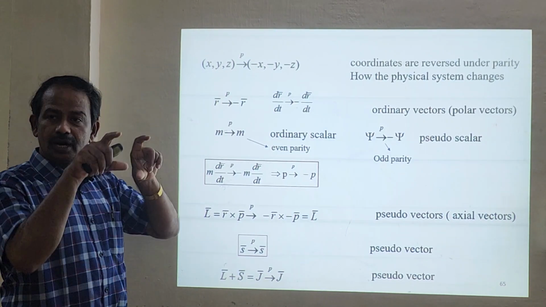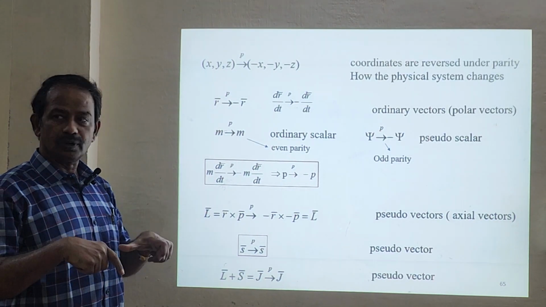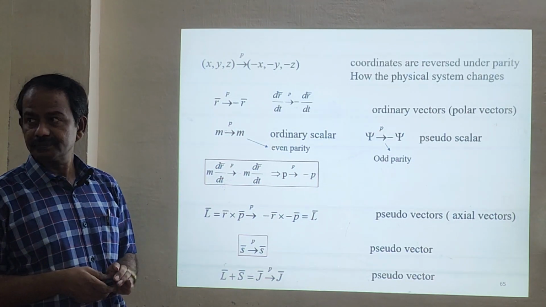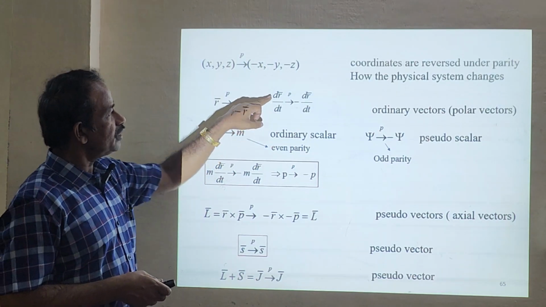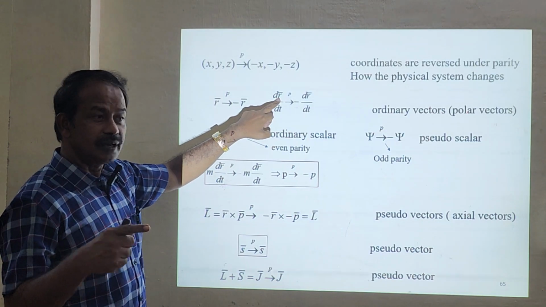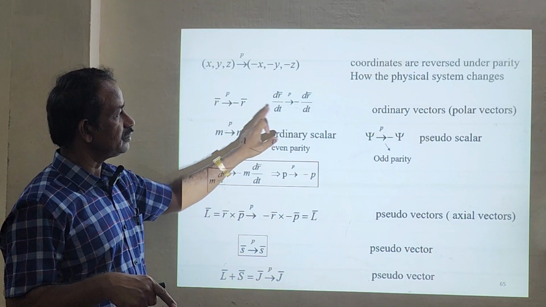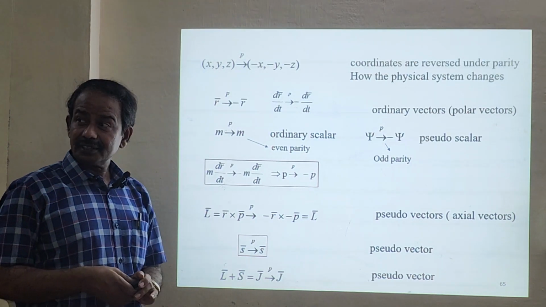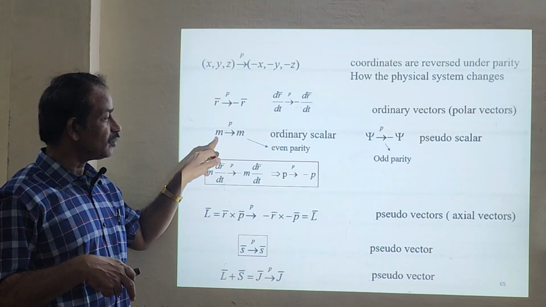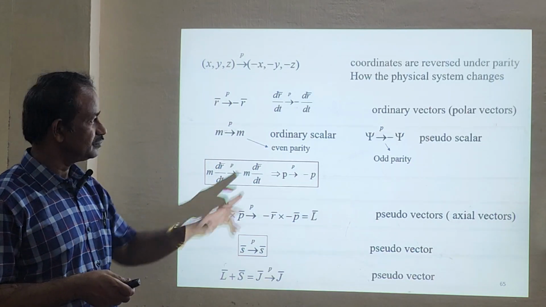Put together, that gives you r equals xi plus yj plus zk. The r coordinate system under the parity operation will give you minus r. Now suppose we take velocity, dr by dt. r will change into minus r, so that's why we have written minus dr by dt. This is a vector quantity. Vector quantity alone will change. If you think, then what is the scalar quantity? The scalar quantity remains the same. This we call an ordinary scalar.